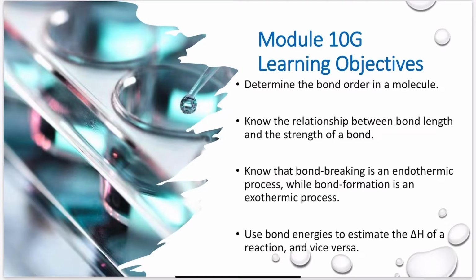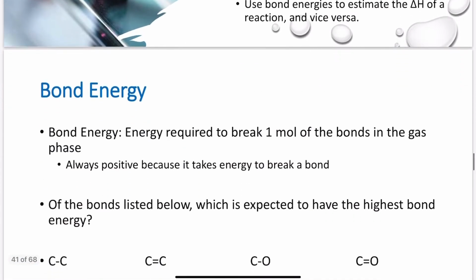For the last module of chapter 10, let's talk about bond energies and bond orders. We're going to talk about bond order, bond length, and bond strength. We talked about this a little bit already, about how we know a triple bond is shorter and stronger than a double bond, which is shorter and stronger than a single bond. But we really want to go into using bond energies to estimate the amount of energy either consumed or released when a bond is actually formed.